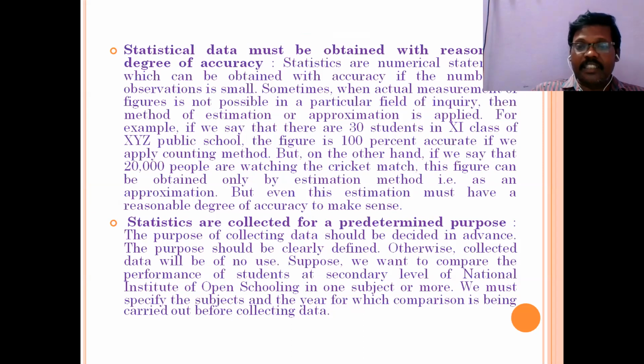But even this estimation must have a reasonable degree of accuracy to make sense. Of course, we are taking an approximation or sample, but it should be systematic. The male and female categories and the age groups should be divided. So it should cover different aspects, and based on that, we have to identify the result.